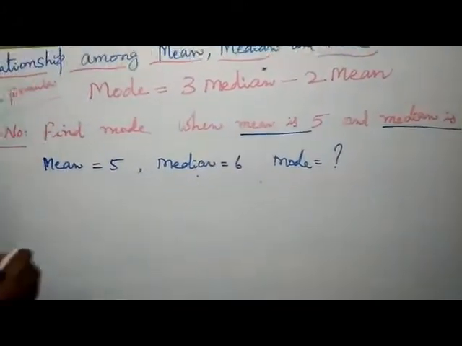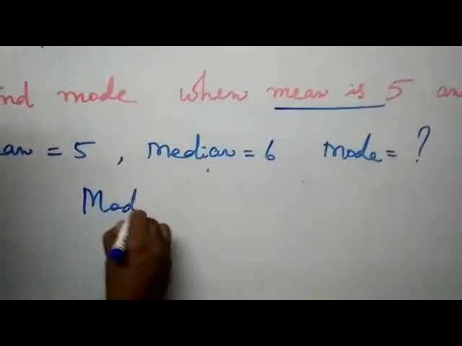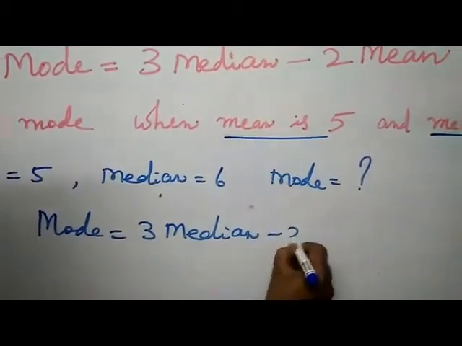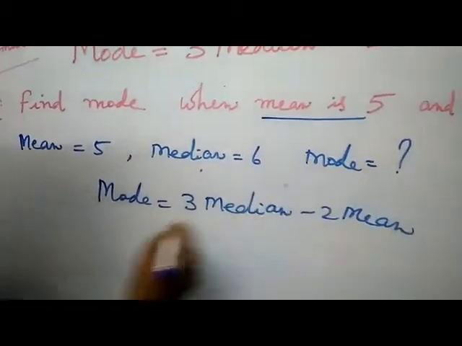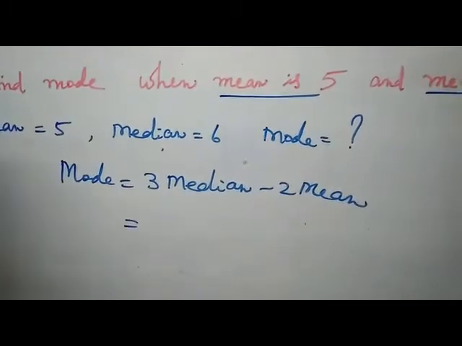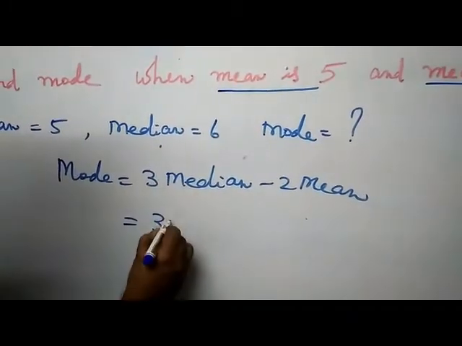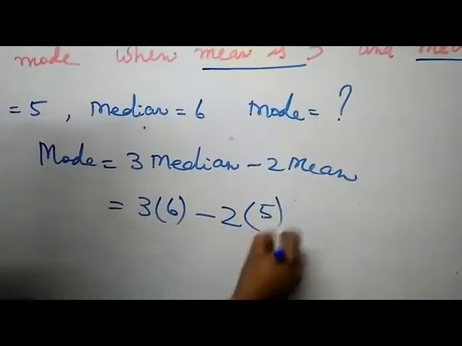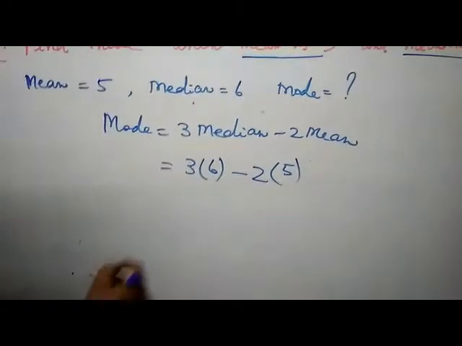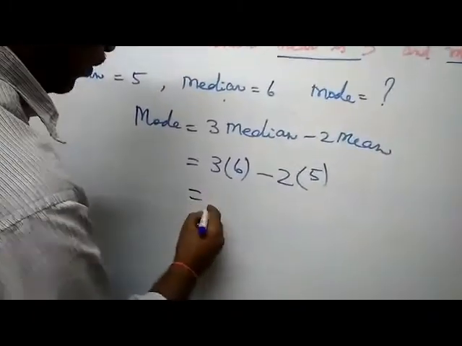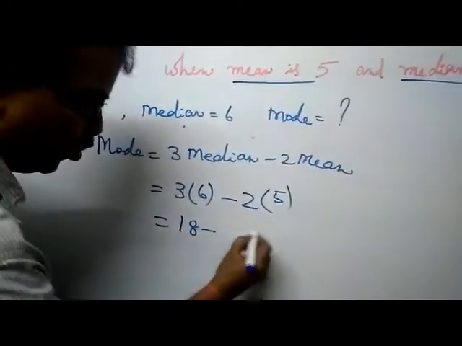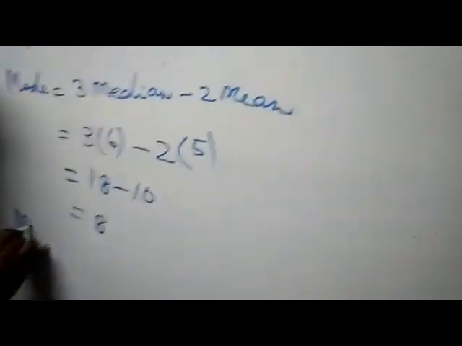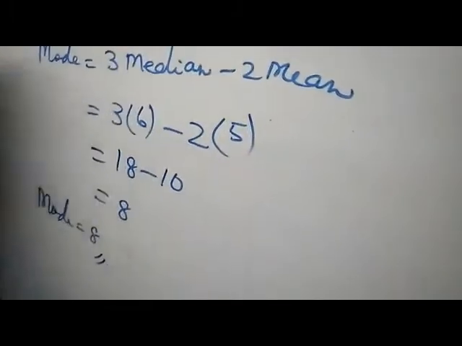Now write the formula. Mode is equal to 3 into median minus 2 mean. That is equal to 3 into 6 minus 2 into 5. 6 3s are 18, 2 5s are 10, is equal to 8. Therefore, mode is equal to 8.